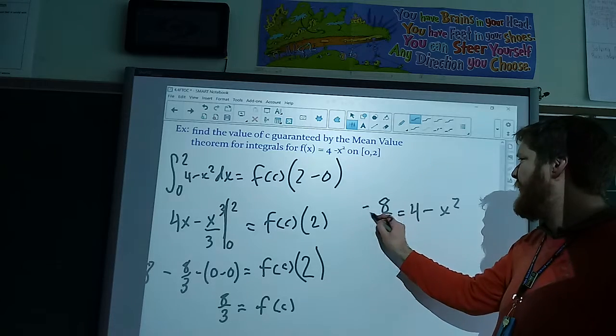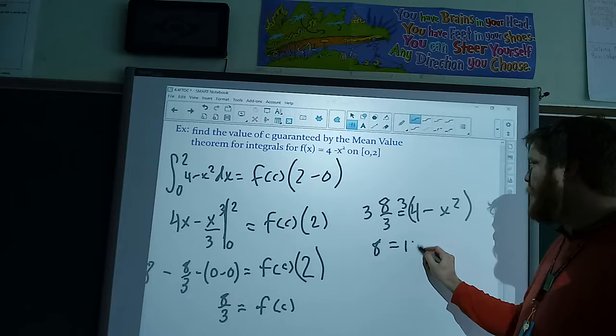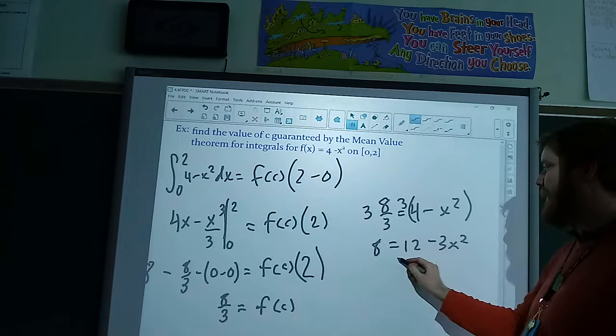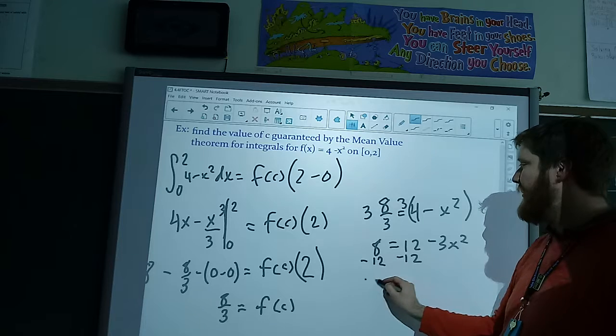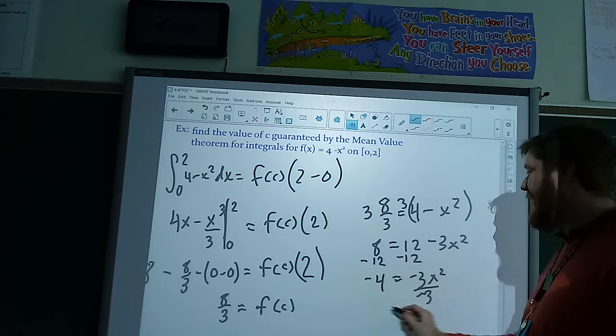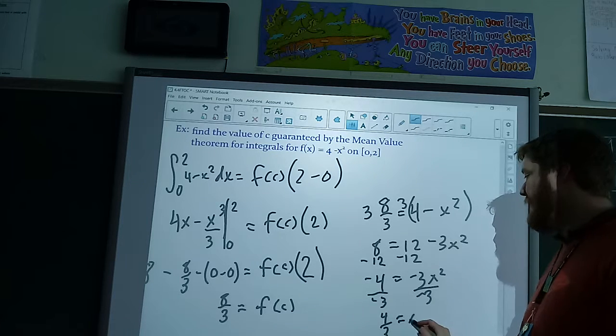So I'm going to perform a little trick here. I'm going to multiply both sides by 3, and that's going to say 8 is equal to 12 minus 3x squared, just to help me think. So I get negative 4 is equal to negative 3x squared. It doesn't prevent me from getting fractions in the end. It just saves me a little bit of thinking so I can talk and think a little bit better.